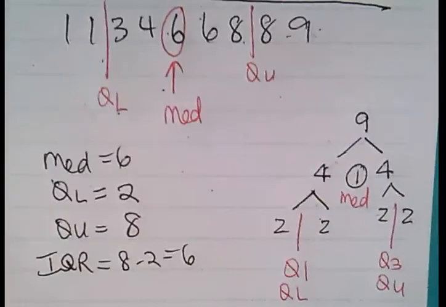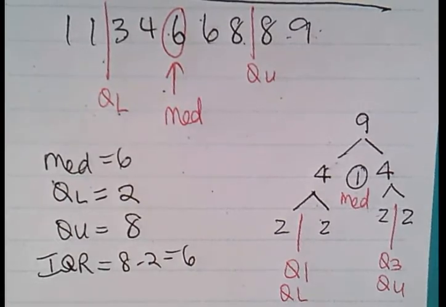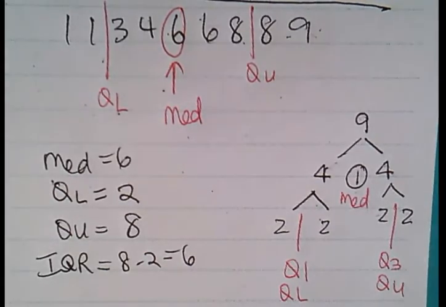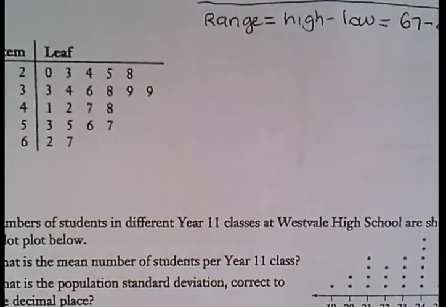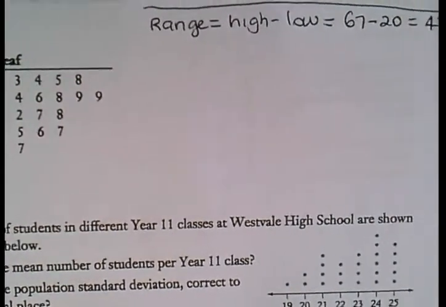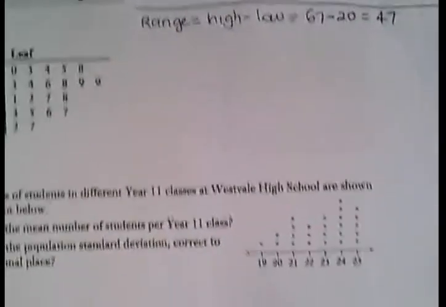Now that is how we do interquartile range for small data sets. Yes, upper and lower quartiles, and then subtract. Stem and leaf plot. Coming back to that stem and leaf plot, the range was the highest score minus the lowest, 67 minus 20, which was 47.